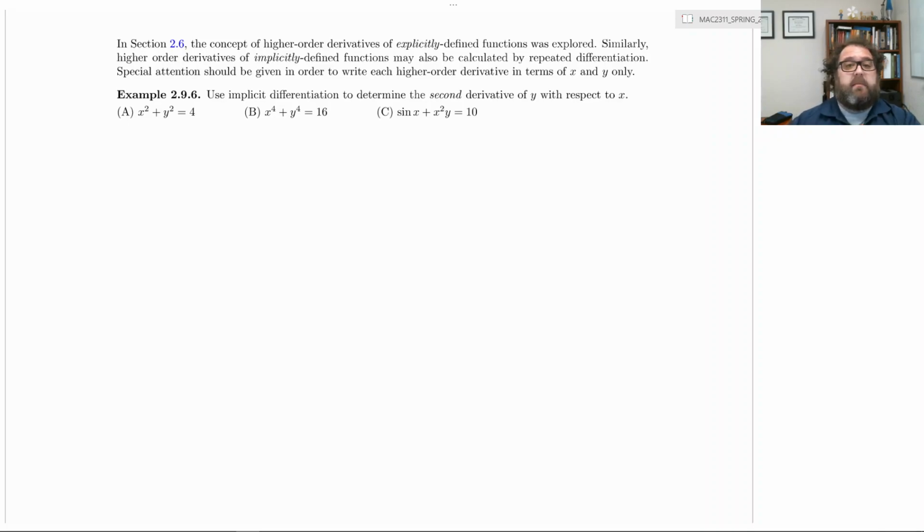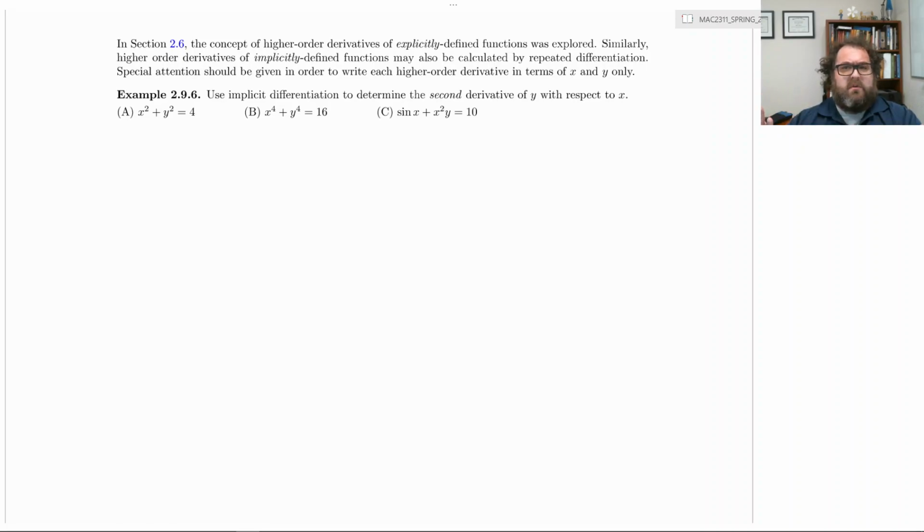All right, we're back talking about implicit differentiation. Specifically, we're going to talk about taking the second implicit derivative. So much like we talked about in section 2.6, where you can find the second, third, fourth, fifth, whatever derivative you want by simply repeating the differentiation process, you can also do that with the implicit differentiation process.